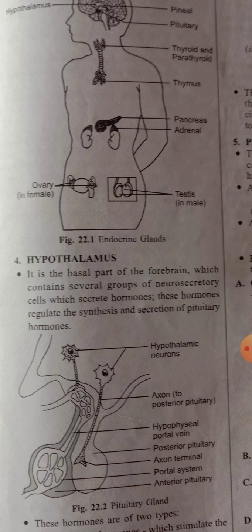These hormones regulate the synthesis and secretion of pituitary hormones. The hypothalamus majorly conveys the message or controls the pituitary gland functions. And the pituitary controls all other glands of the body. So the pituitary is considered the master gland of the body, and the hypothalamus is directly conveying the message from the brain to the pituitary gland, and the pituitary works as a master gland.